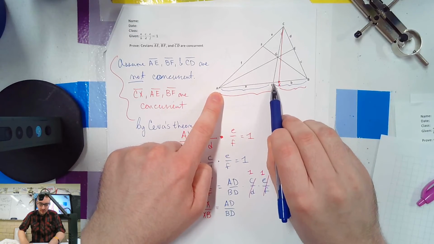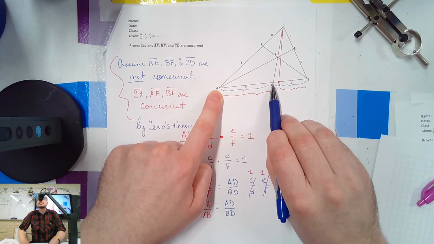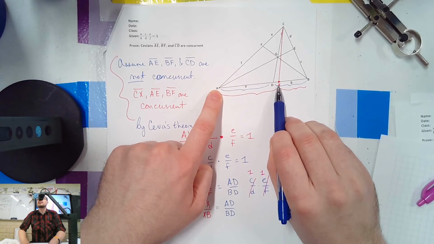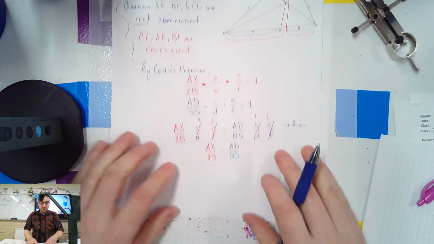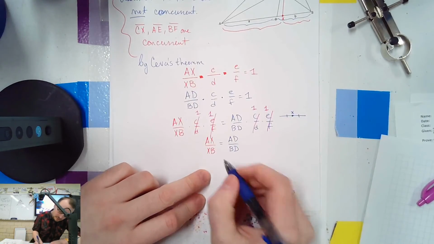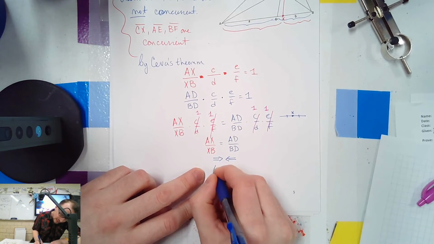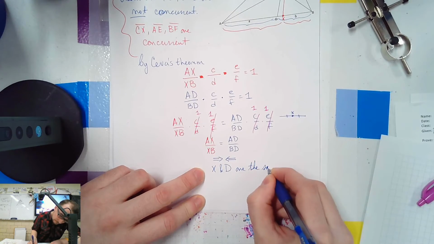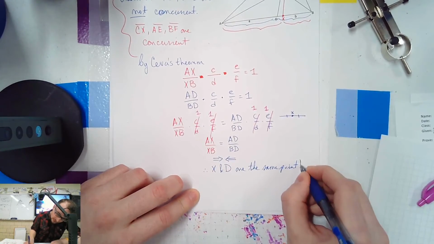Look, that's smaller. If this is 2/3 going to X, how can that be 2/3? The only way that could be true is if D and X are the same point, right? If they're the same point, then they would be equal, right? It would go all the way to here. So this is a contradiction. That means X and D are the same point. Therefore, X and D are the same point.